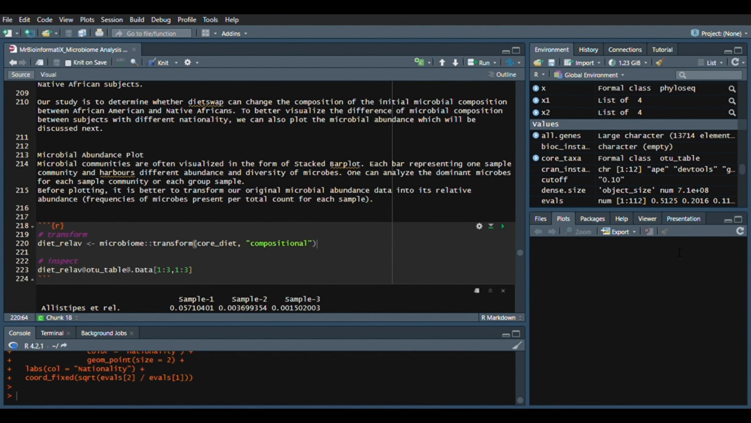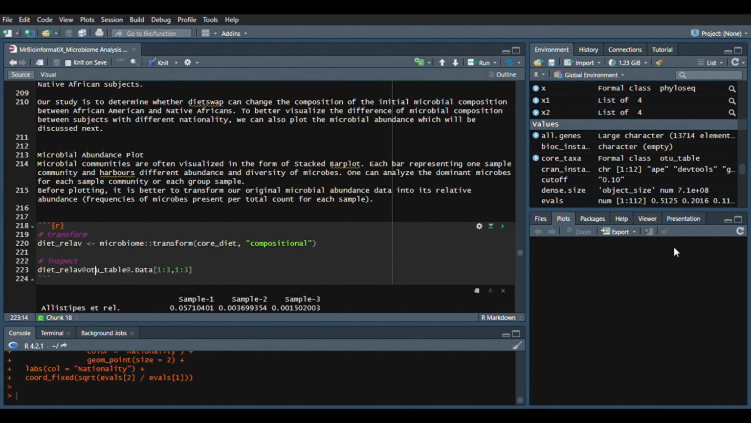But how does it work? By using the transform function from the microbiome package, we can change the data so that each microbe's abundance is expressed as a fraction of the total microbial count in each sample. This means instead of showing how many of each microbe there are, it shows what portion of the total they represent. And then we make an inspect.